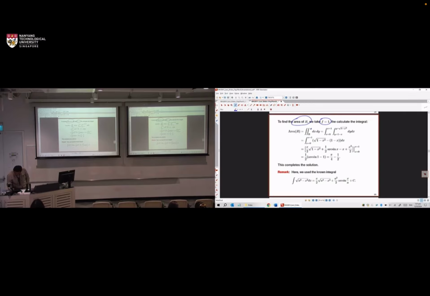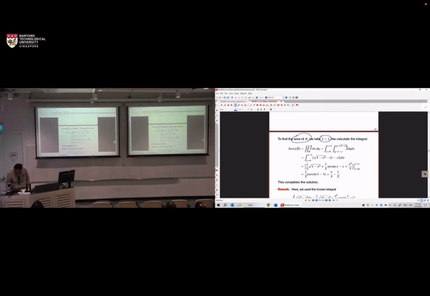So 1 here, 1 here. Okay, and you integrate 1 with respect to y. Of course, you get y, but the limits are here to here. So you put in the top limit minus the bottom limit. And then you integrate with respect to x.